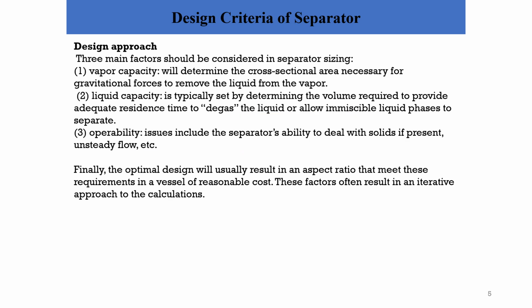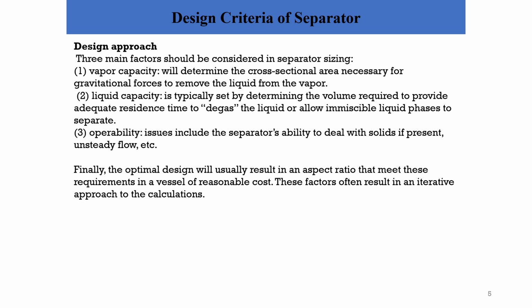Again, how is the design approach, or how are we going to do the design, or what are the main criteria for the design? The first is the vapor capacity, where the vapor capacity will help you to determine the cross-sectional area or the diameter of the separator that you are looking for to do the separation due to gravitational force, in order to remove the liquid from the gas. So first of all, the vapor capacity will help you to determine the cross-sectional area or the diameter of the separator needed to provide sufficient gravitational force to remove the liquid droplets from the gas.